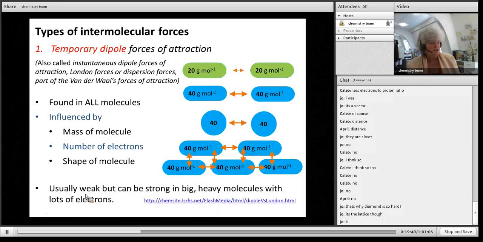And then, as I say, it's usually weak. It's normally the weakest, but remember, the bigger the molecule, the more the mass, the more the electrons, the stronger those forces of attraction. So methane, CH4, is nonpolar, it's a gas, but tetrachloromethane, although it's non-polar, it will be a liquid because of those heavy chlorine atoms.